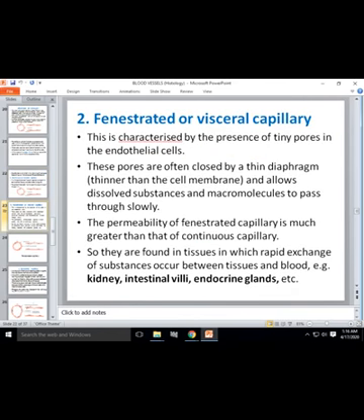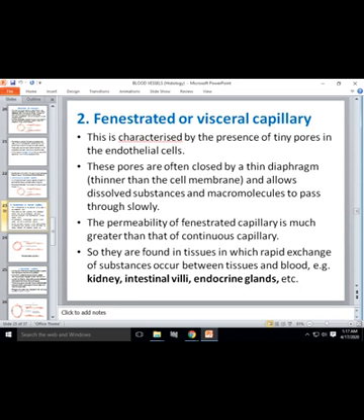Second one is the fenestrated or visceral capillary. This is characterized by the presence of tiny pores in the endothelial cells. These pores are often closed by a thin diaphragm and allow dissolved substances and macromolecules to pass through slowly. The permeability of the fenestrated capillary is much greater than the continuous capillary.